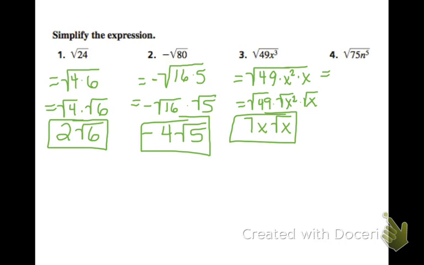For number 4, I'm going to have 25 times 3. And then again, if I take 1 away from n to the 5th power, I'll have n to the 4th power times n. In this case, remember, if you have an even exponent, you can divide that even exponent by 2. That tells you how many come out from underneath the radical symbol. So the 5 and n squared will come out, and what stays in is the 3 and the n. So 5n squared times the square root of 3n.